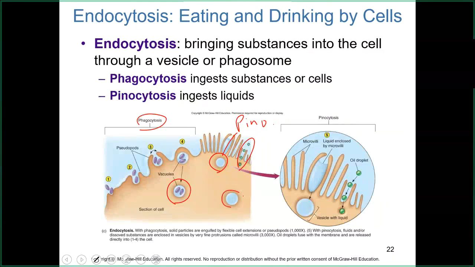Here we've got a bubble of membrane that literally surrounds water in the case of pinocytosis of water. There's actually a vesicle there. In the case of the oil droplets, there's no vesicle. So that's not a form of active transport. That would be passive diffusion of those things.